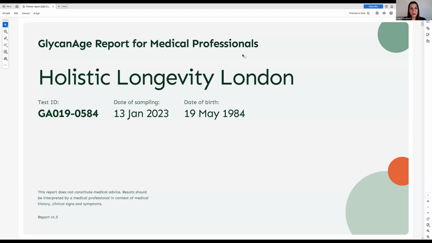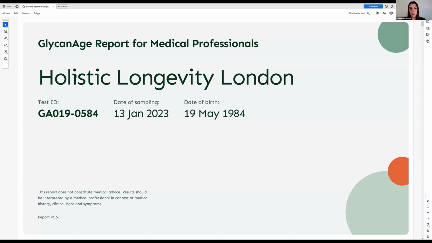So we start with, and feel free to use the Q&A function. Other people from the team are here to answer, and I will also leave time at the end to answer all of your questions. Okay, so this is the first page of the report.